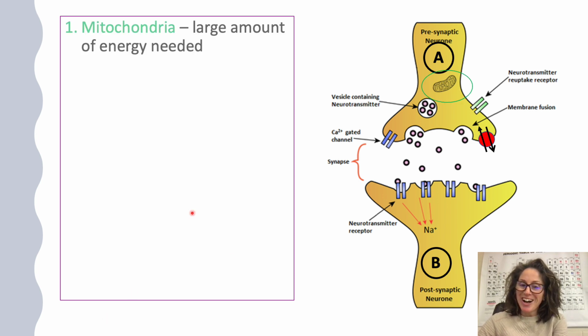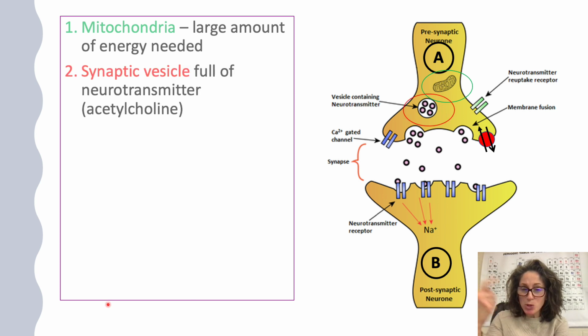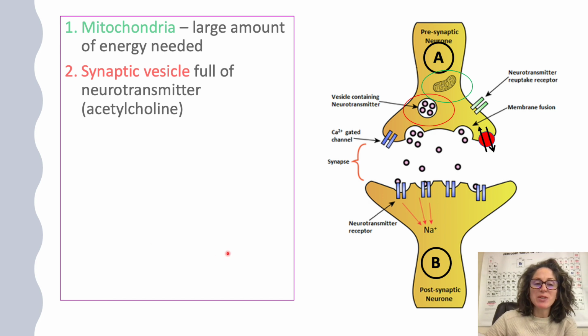So don't forget, all of this requires energy, which is going to be created by the mitochondria. We're not going to review that right now. We can review it together in class if we need to. Next, we have what's called a synaptic vesicle. So this is a vesicle, and it is full of a neurotransmitter. Depending on the stimulus in the neuron, what's happening, we're going to look at all types of different neurotransmitters. In this case, let's just pretend it is acetylcholine.